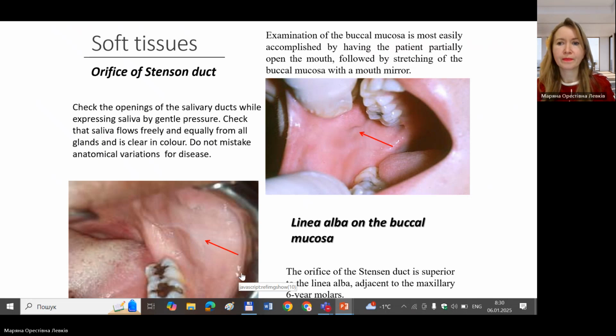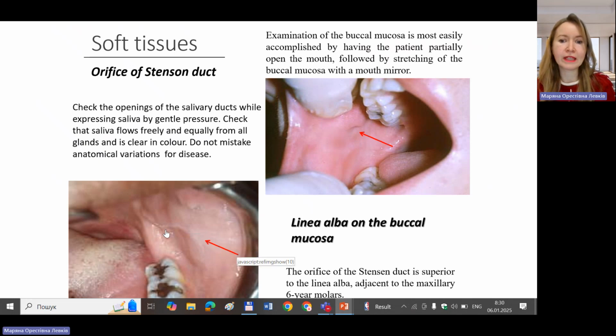Soft tissues. It is necessary to check the openings of salivary ducts while expressing saliva by gentle pressure. And this is called Stenson duct, orifice of the parotid salivary gland. Please check that saliva flows freely and equally from all glands and is clear in color, and do not mistake anatomical variations for disease.